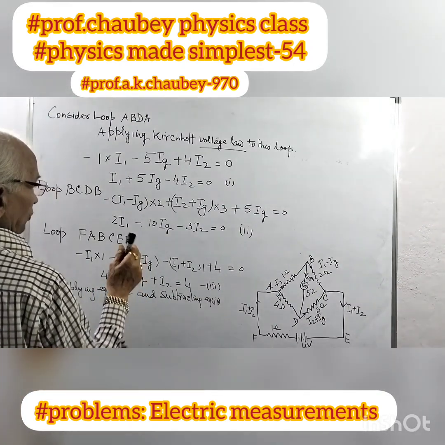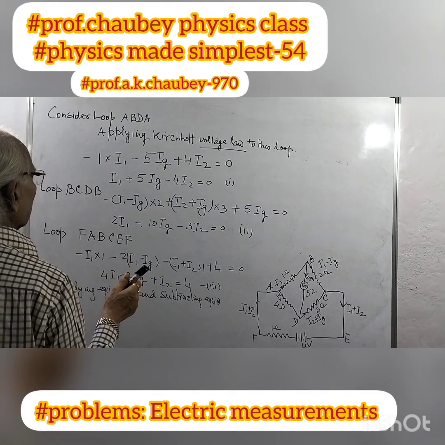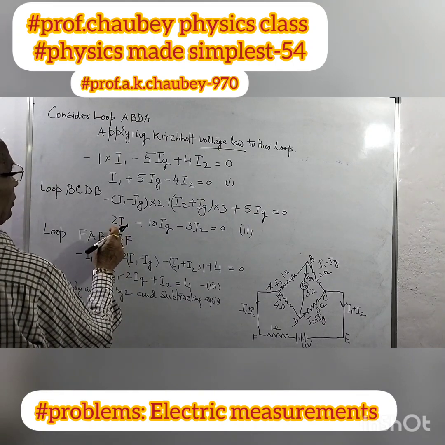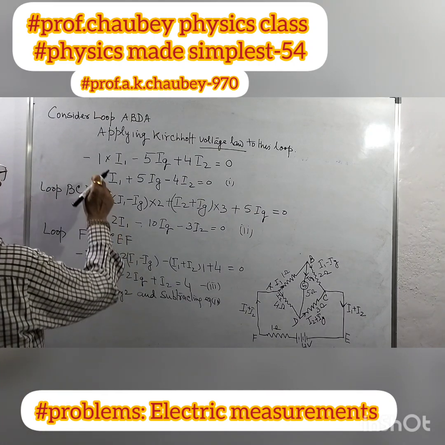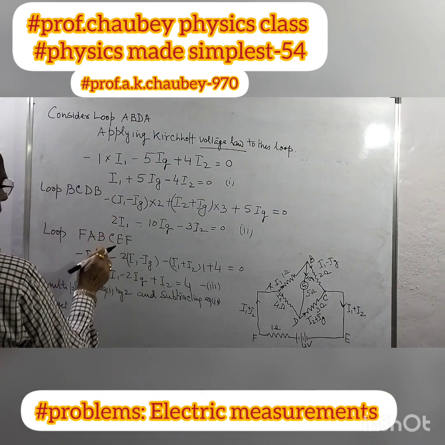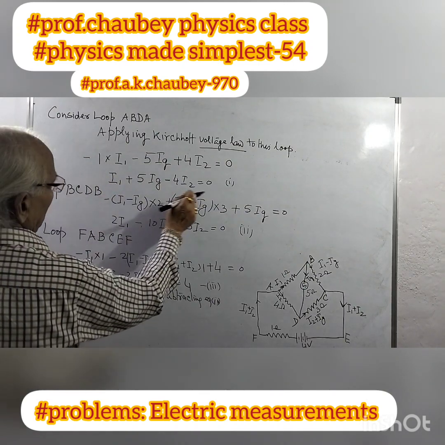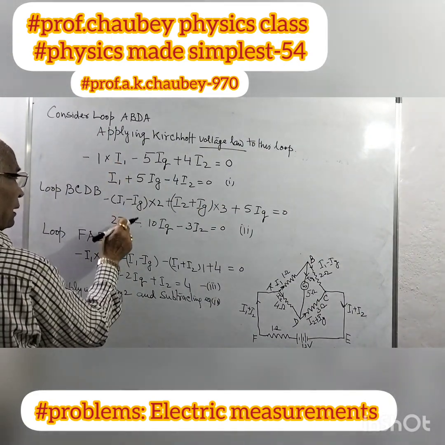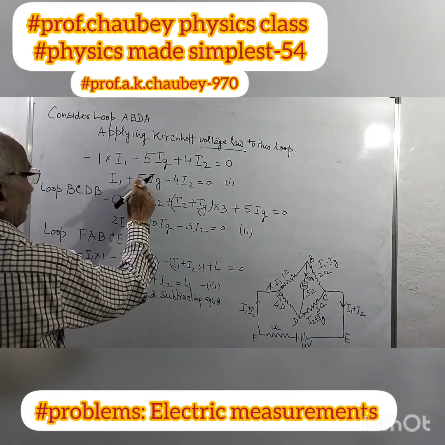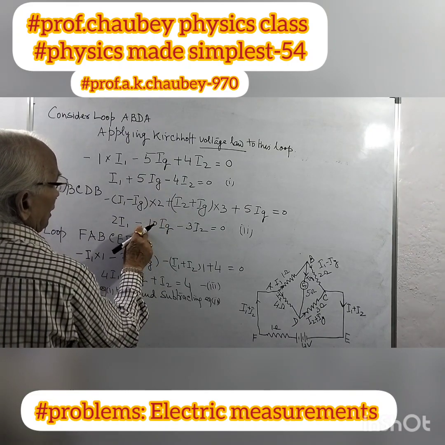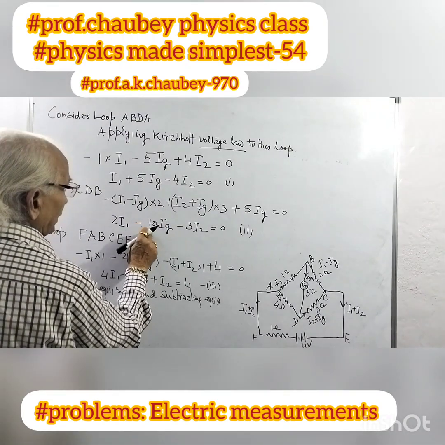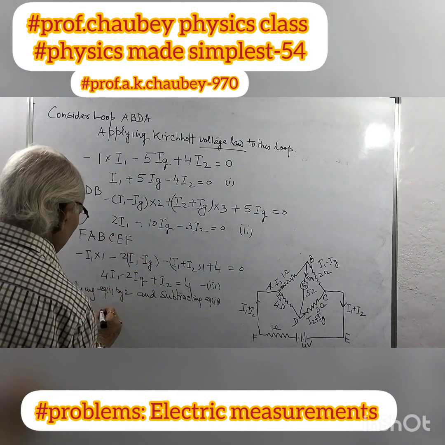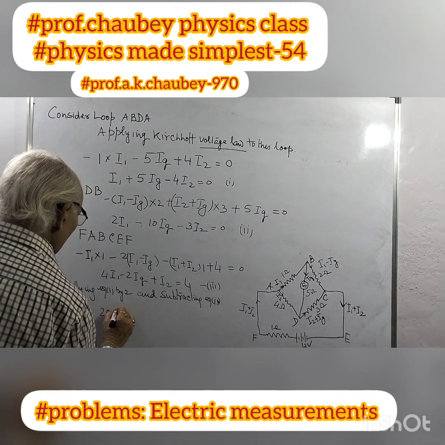Multiply equation number 1 by 2 and then subtract. Why subtracting? Because this is 2I1 and this is 2I1, minus. So multiplying this by 2 gives 2I1, and subtracting, this cancels. And this 5Ig, subtracting, so this becomes plus. So 2 times 5 is 10, plus 10, so this becomes 20 Ig.